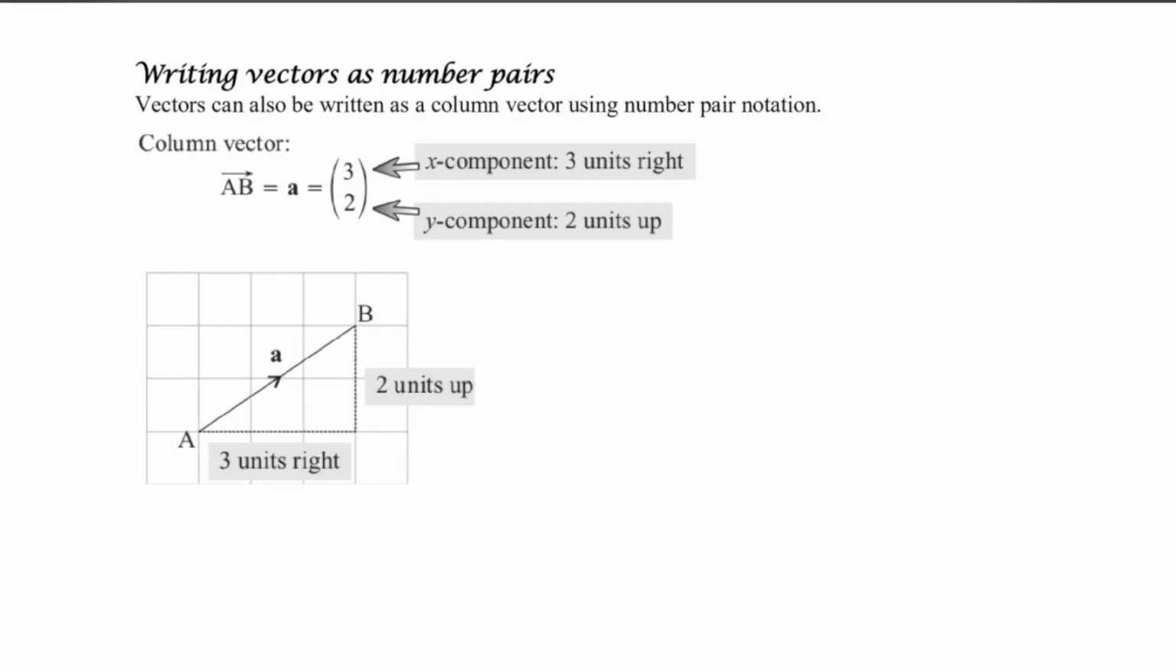Now let's try to write the vector in number pairs. For example, can you see this vector AB line? This is line AB, and the vector is AB. How can we represent AB in the column vector format, or the number system, number pairs?